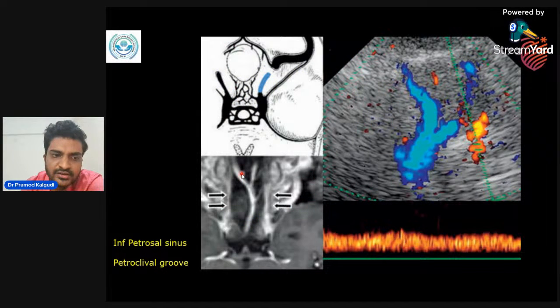The last one is your inferior petrosal sinus. This is again a difficult one to visualize. This is more done through, again, the foraminal view, that is behind at the occiput pointed towards the glabella. Here you can see the petroclival groove wherein it descends down to join the cavernous sinus. Here you see your vertebrals. So this is your inferior petrosal sinus. You put the power Doppler window and measure the velocities.